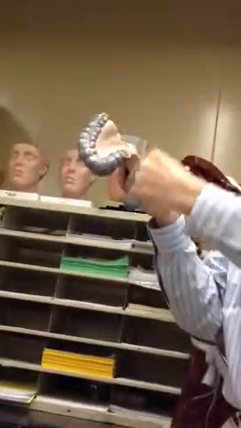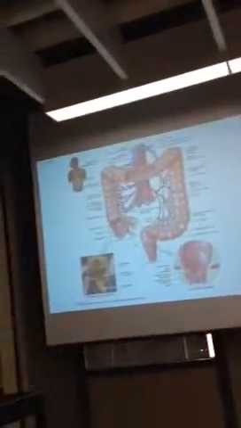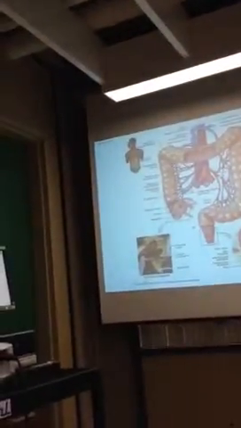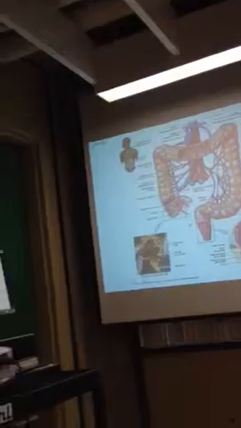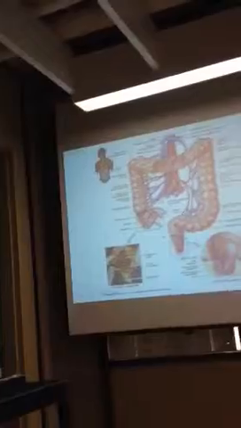And then it goes down, descending, down to about here. And then it makes like an S shape, which is known as the sigmoid. Here it turns, that's the sigmoid flexure where it turns, right here. And then it makes like an S shape, that's the sigmoid. So here's the S, it comes down and up and down. And then into the rectum. The rectum is not on this model.